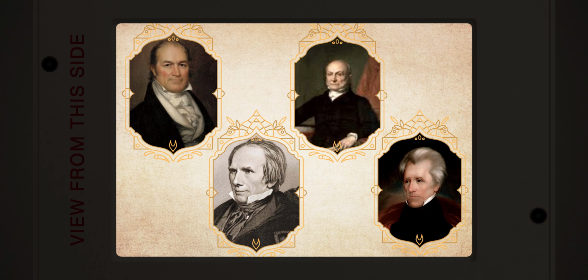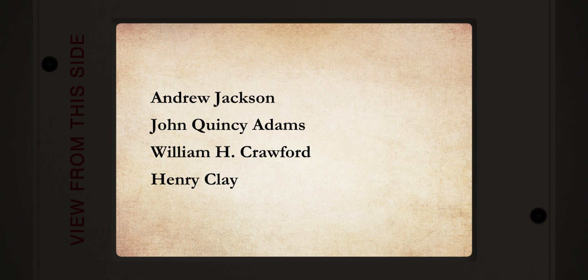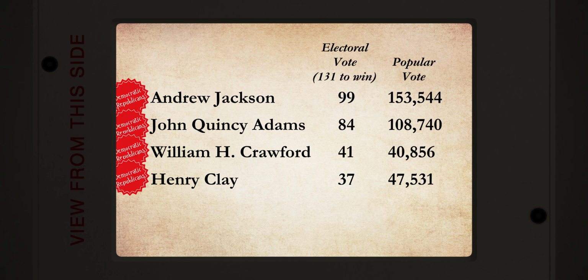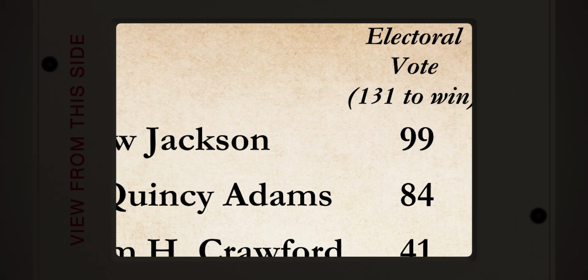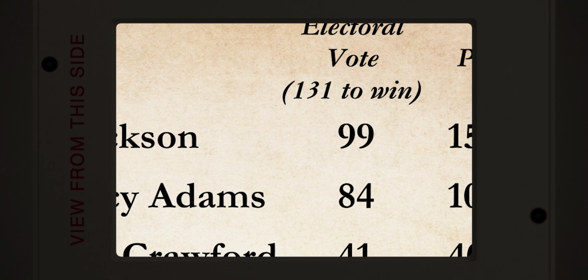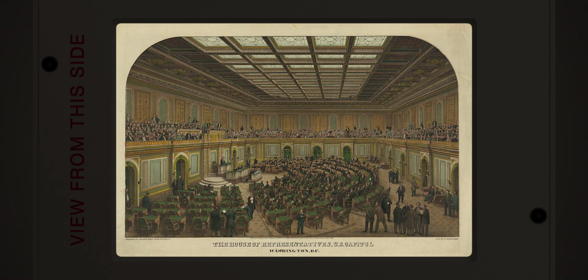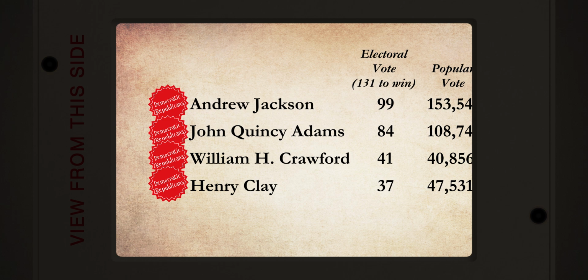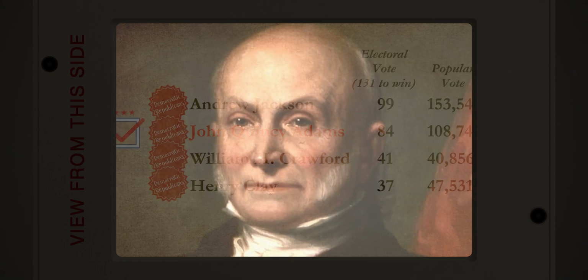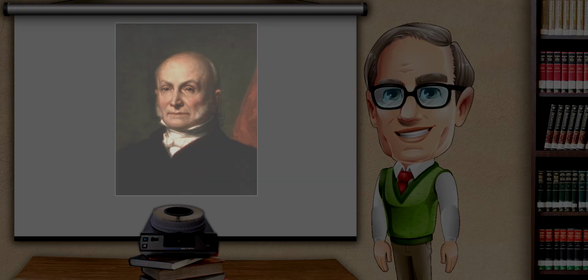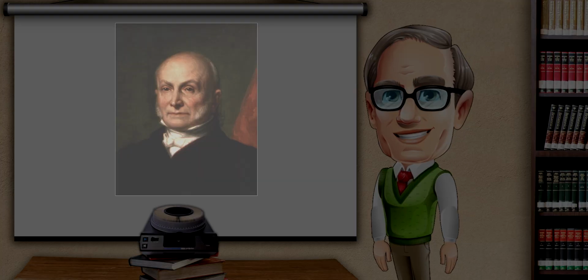1824. There were four candidates running for president, and none of them, even though they were all from the same party, by the way, received a majority of the electoral vote. Andrew Jackson received the most electoral votes and the most popular votes. However, since no candidate received the majority of the electoral vote, the decision was passed to the House of Representatives, who chose John Quincy Adams. See, the system worked as it was designed. It just wasn't democratic, that's all.